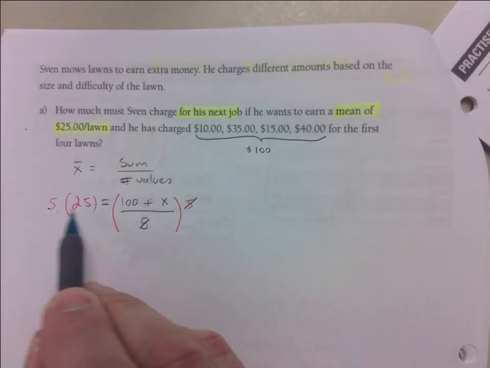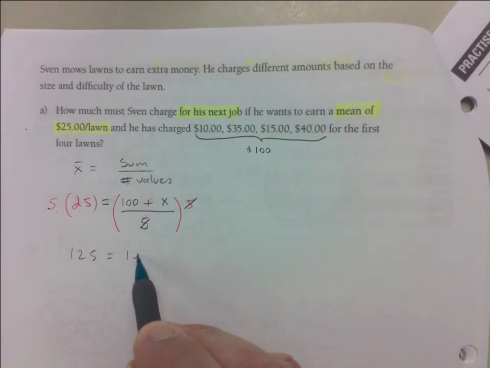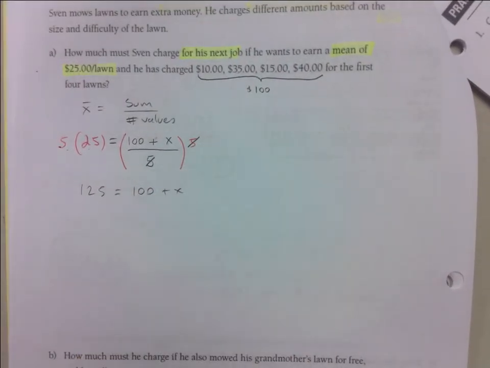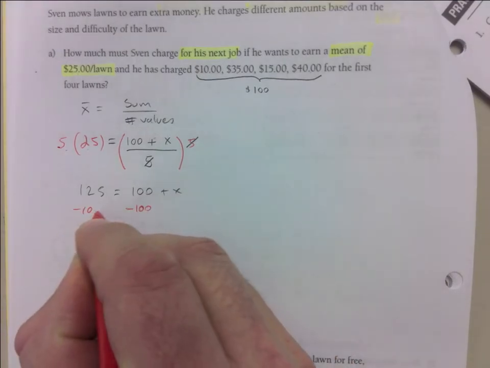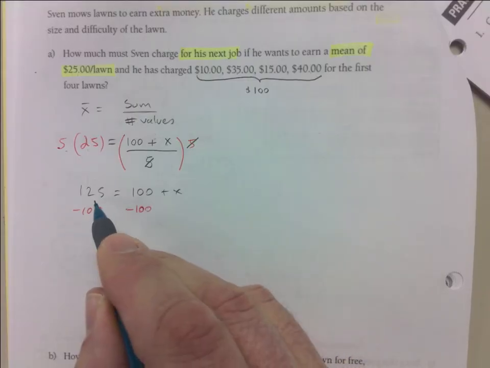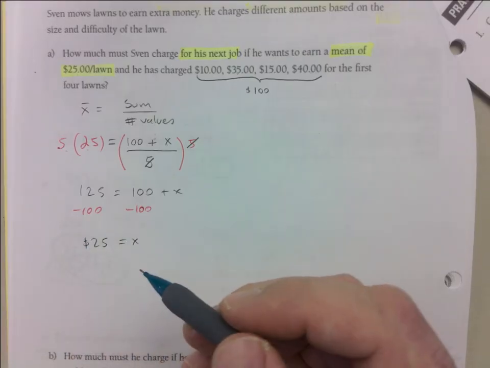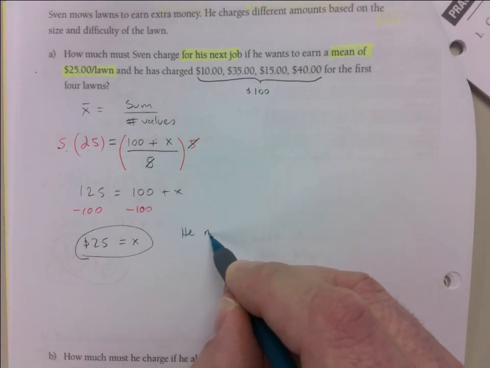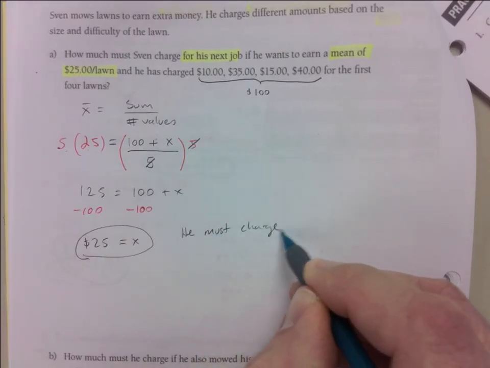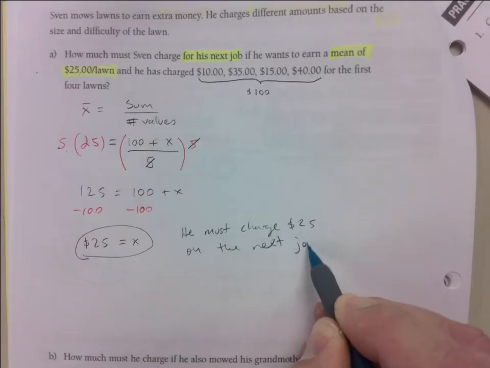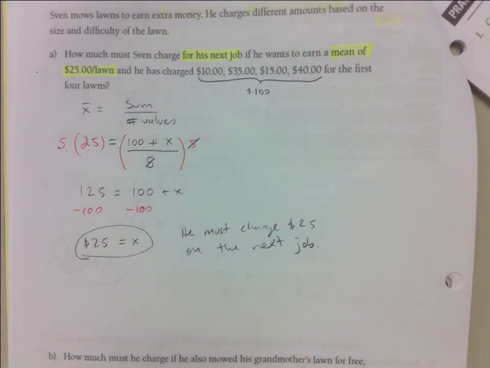So cancel the 5s. 5 times 25 is 125. That leaves you with 100 plus x. Okay. Next step would be to subtract 100 from both sides until you're left with x all on its own on the right side. And on the left side, you're left with $25. Okay. He must charge $25 on the next job. Okay? So write that down if you haven't done so already, page 25.